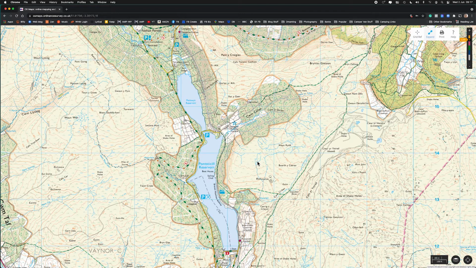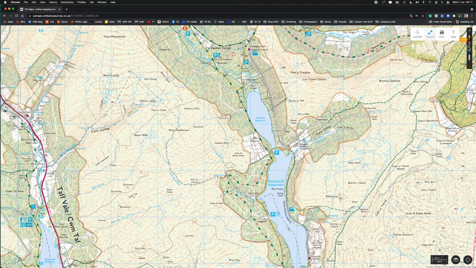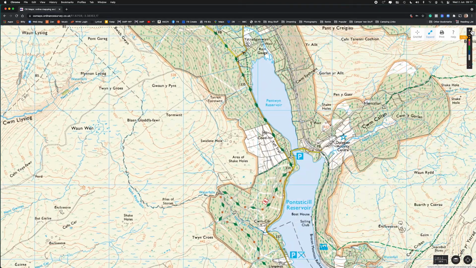Now a map is a two-dimensional representation of a three-dimensional area. To be able to describe that, we use things like contour lines. So as we can see here, we have some contour lines with the numbers on. Each one of these contour lines is 10 metres apart. So what I'm going to do is just centre those a little bit, zoom in to make it a bit easier for you to see.